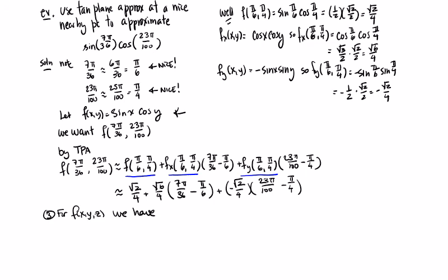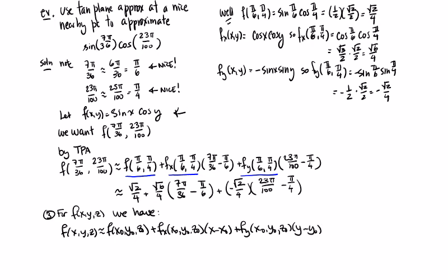Right? Really, this isn't a tangent plane approximation. This is what we could argue is maybe a tangent space approximation. But what we would have is f of x, y, z is approximately f of x0, y0, z0. And then we run through all the derivatives. So we have the derivative with respect to x, times x minus x0, plus the derivative with respect to y, times y minus y0, plus the derivative with respect to z, times z minus z0. That's what would happen.